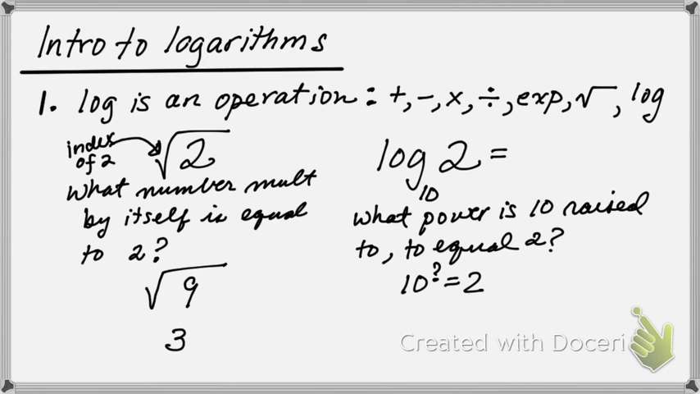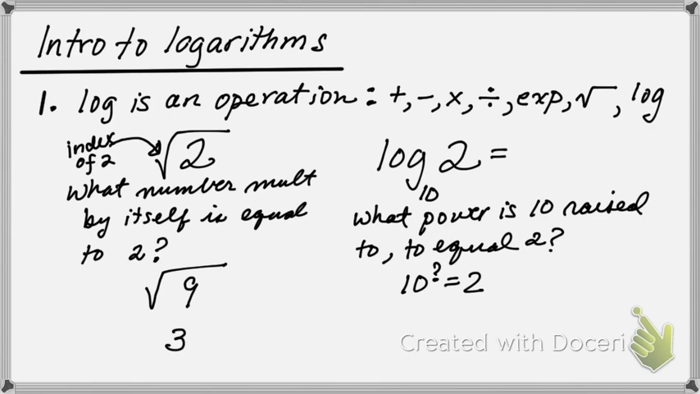Log base 10 of 2. That's how I would read that. I could read it as log base 10 of 2. I could also read it as just log 2, and people would understand that I mean base 10. I could also say the common log of 2. So this is just this special initial case where there's multiple ways of saying it.